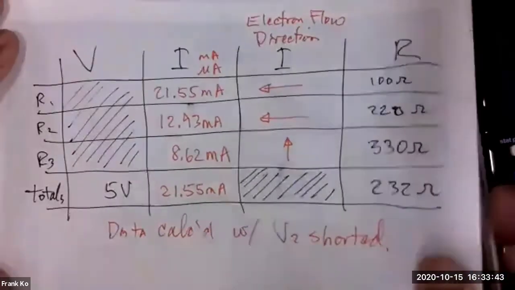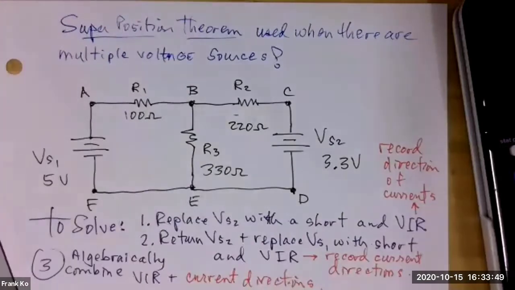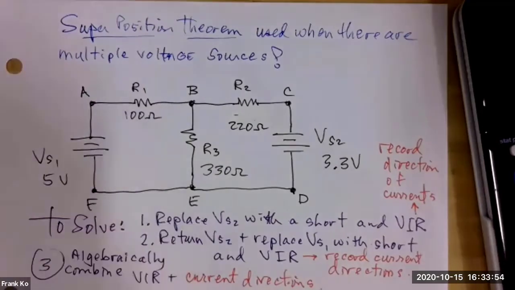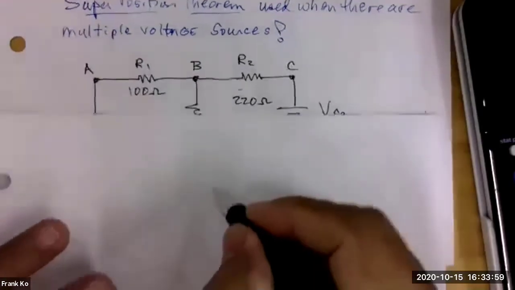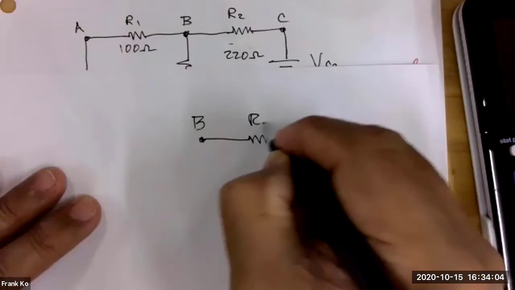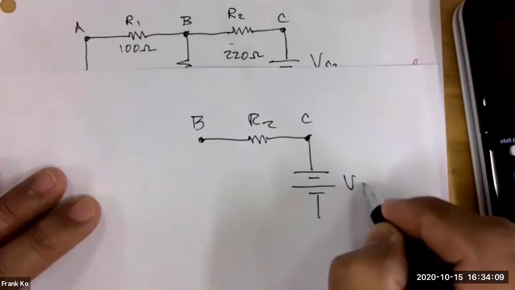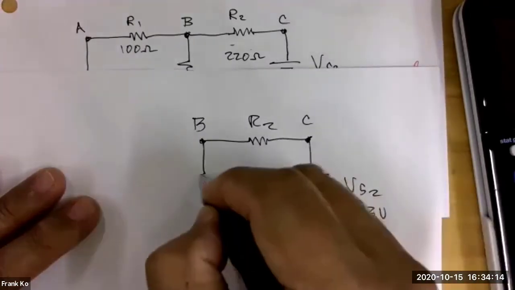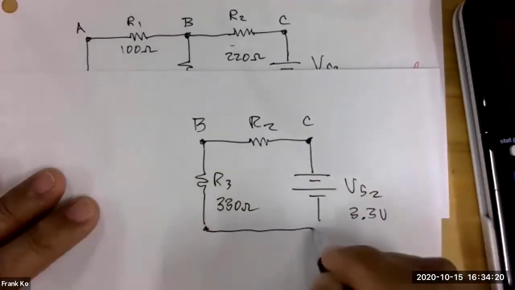And in step 2, what was our directive? Our directive in step 2 was to return VS2. And so I'm going to quickly return VS2. So here is point B, here is R2, here is point C, here is VS2, 3.3 volts. Here is my R3 of 330 ohms.